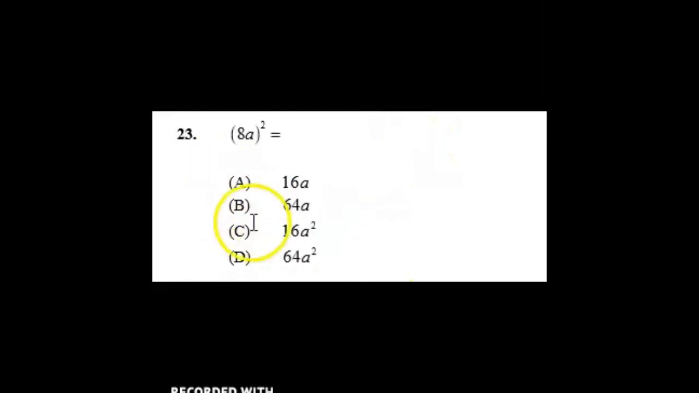Answer A. 8a to the second power, so this is saying where we have our 8a, we're going to multiply it by itself. So we're going to multiply the number, so 8 times 8 would have given us 64, and it would have been 64a squared.